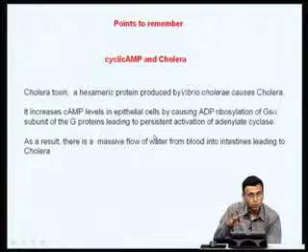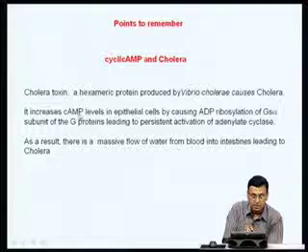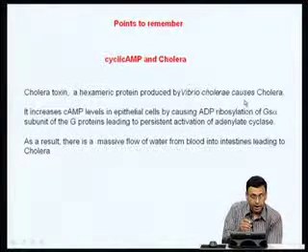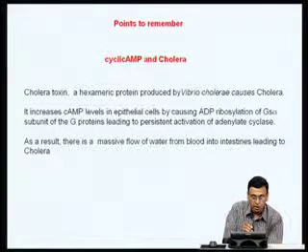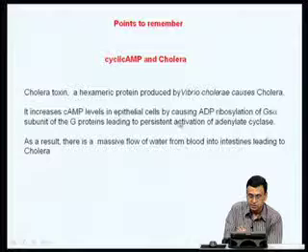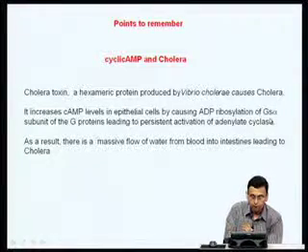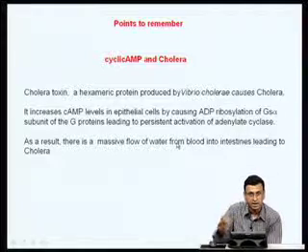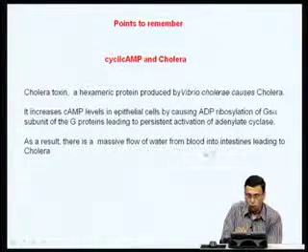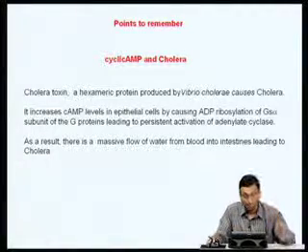Now, there is also a very important link between cyclic AMP and cholera. Cholera toxin, a hexameric protein produced by Vibrio cholerae, causes cholera. Cholera is primarily caused because the cholera toxin activates a G protein and increases cyclic AMP levels in epithelial cells by causing ADP ribosylation of the G alpha subunit. Therefore there is persistent activation of adenylate cyclase and continuous production of cyclic AMP, and as a result there is a massive flow of water from the blood into the intestines, leading to cholera. So, cyclic AMP is actually involved in diseases like cholera.